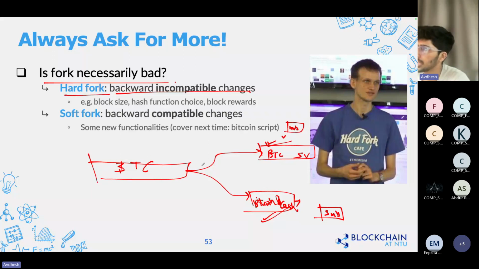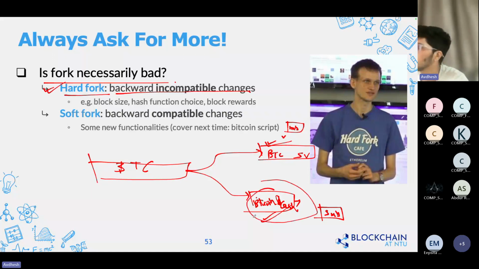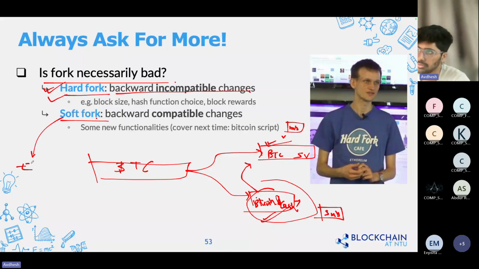So that is how they got forked, and this was called a hard fork, because whatever you're doing on Bitcoin Cash right now, you cannot do the same things on Bitcoin Satoshi Vision. So that is one of the examples of hard fork. The soft fork is actually what Ethereum is, which we will talk about next.